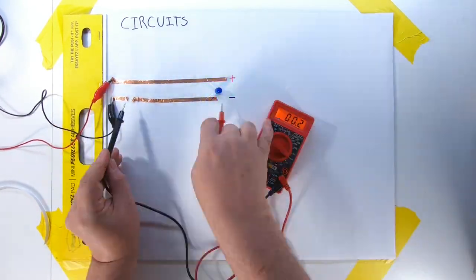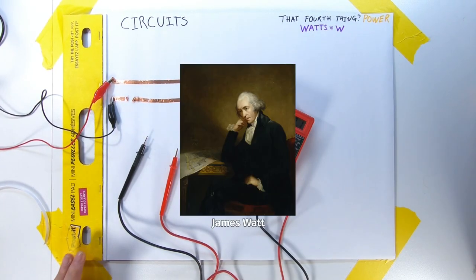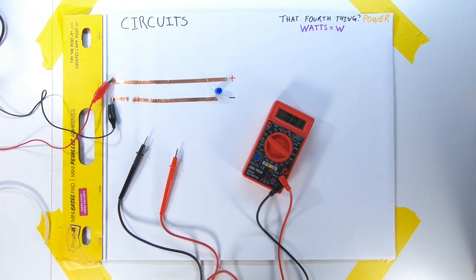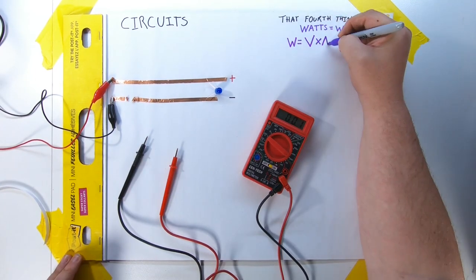To start, we'll describe the fourth term for measuring electricity, the watt. Named for an 18th century Scottish mechanical engineer, the symbol for watts is a capital W. It is a measurement of overall power consumed by a circuit. It corresponds to 1 joule per second if you're inclined towards physics. While watt meters exist, you can get watts by multiplying volts by amps.